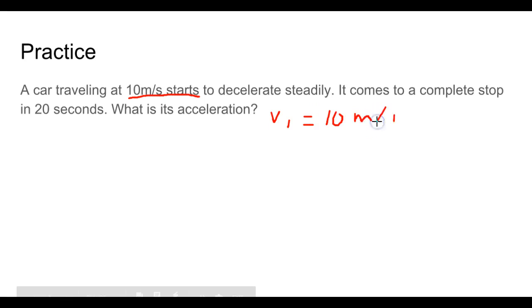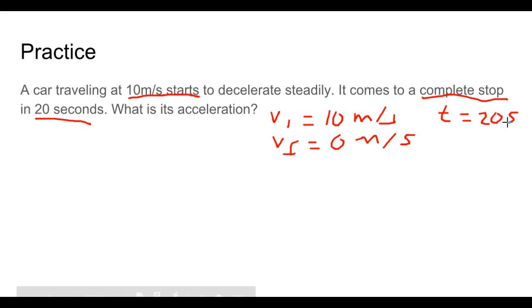Let's see if I can not touch the screen the wrong way this time. Ooh, that's a bad S, guys, sorry. And then you have your V final, which equals 0 meters per second, because we're at a complete stop. And then it tells me my time, which means T equals 20 seconds.